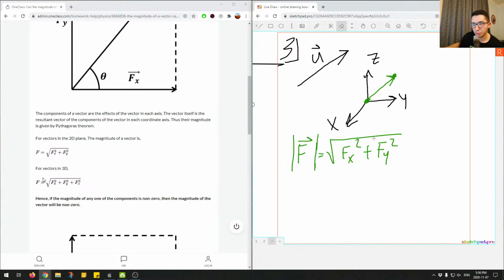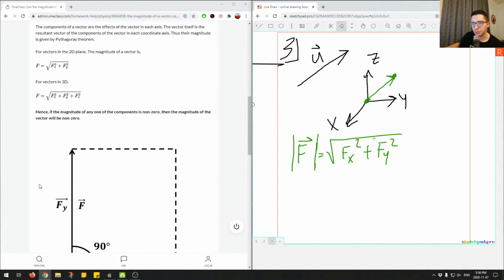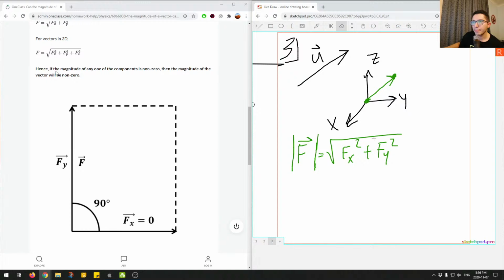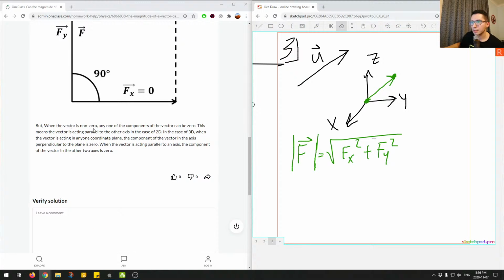And even in the 3D system, same idea. If at least one of these has a value, you'll always have a vector that has a magnitude. So even if f of x is 0, we still have f of y, and our magnitude is just in the y direction, but we still have a magnitude. So when the vector is non-zero, any one of the components of the vector can be 0.